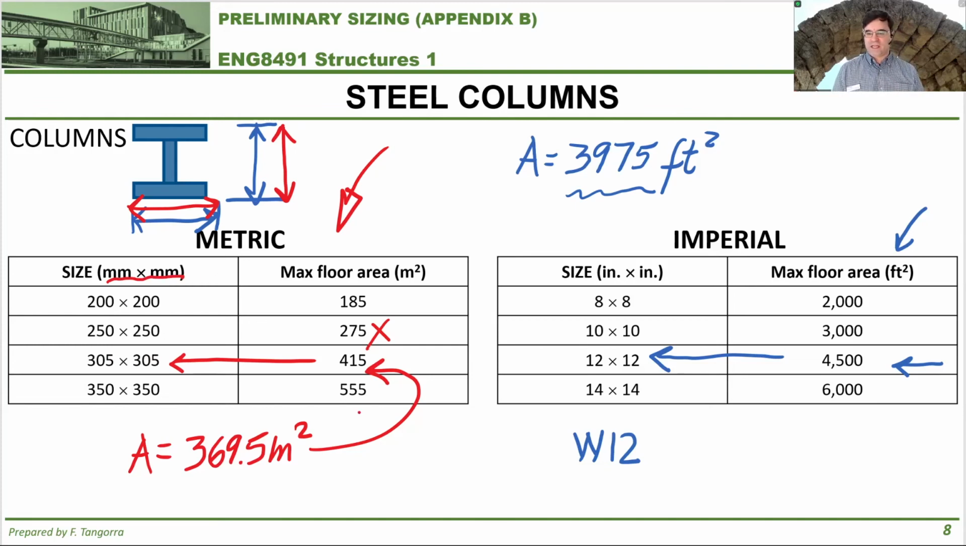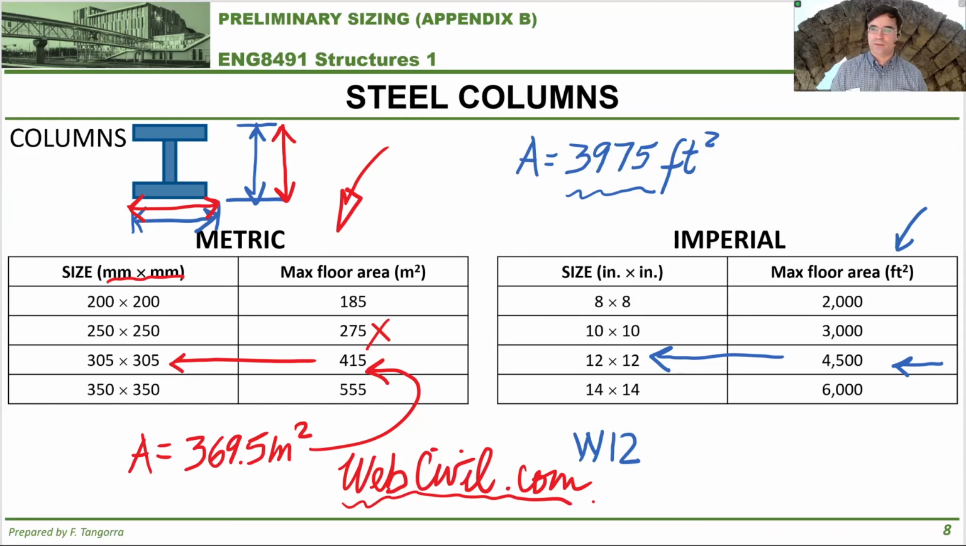How do I find a size like that? Well, that's where, if you remember, Web Civil comes into play. You learned about Web Civil from your working drawings professor. It's also linked for you on our Brightspace page. If you go to webcivil.com, you can find a link to finding sizes, the geometry of W sections. Okay? So that's how you approximate the size of either a metric or an imperial W section steel column using what's provided for you in Appendix B.